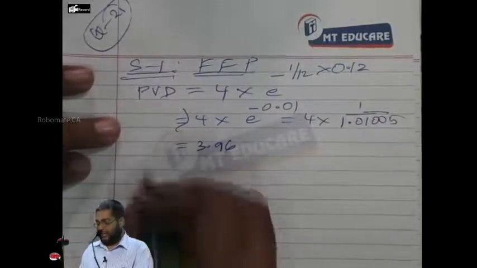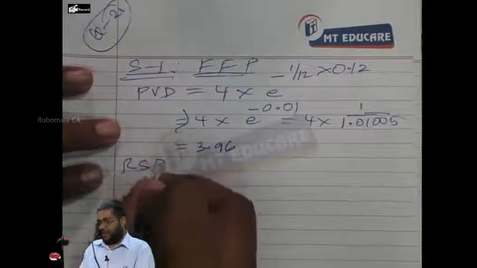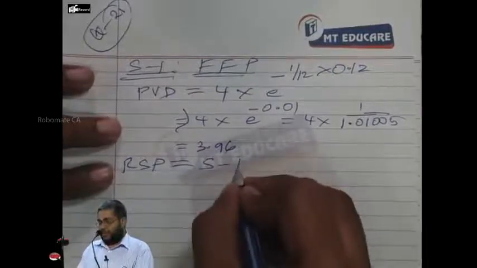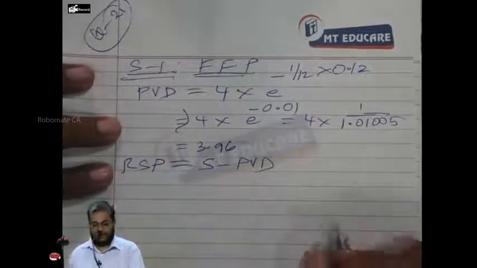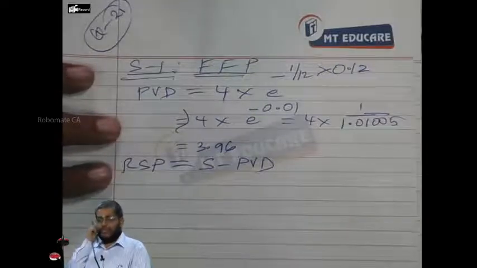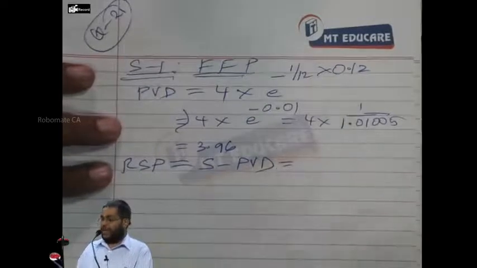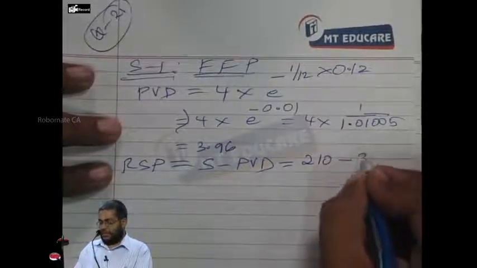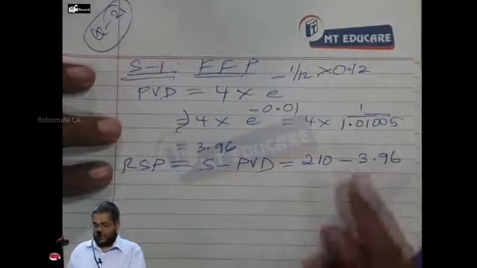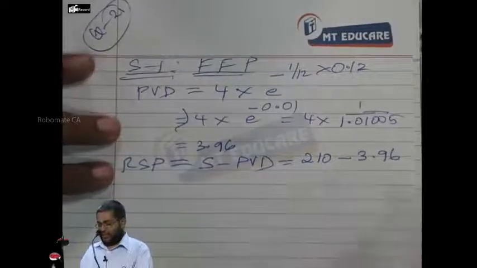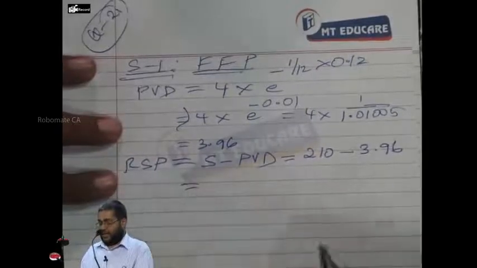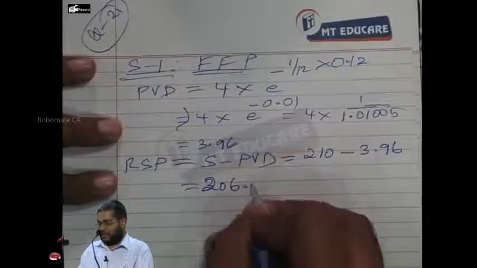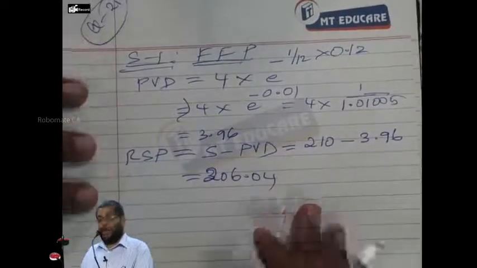Can I proceed or not? Next is what? Revise spot price. In the exam, write everything in full. Revise spot price. What is the formula? Spot price minus present value of dividend. Reliance share today is trading at how much price? 210 minus what is the present value of dividend? 3.96. So 210 minus 3.96. Can you tell me what is the revised spot price? 206.04. Revised spot price is 206.04.